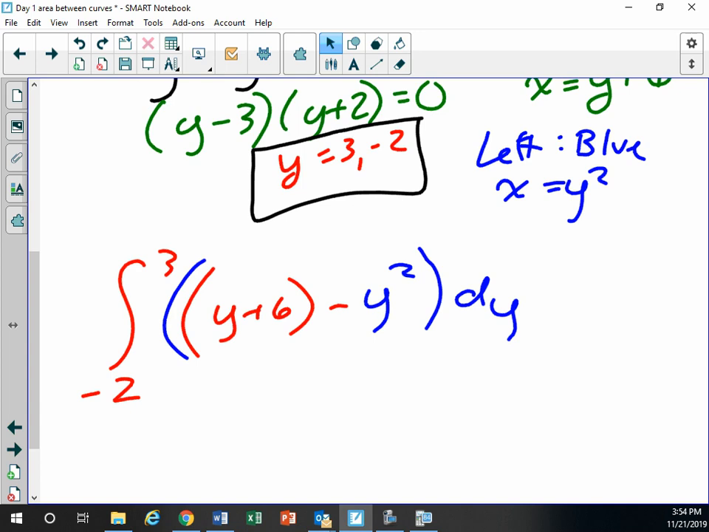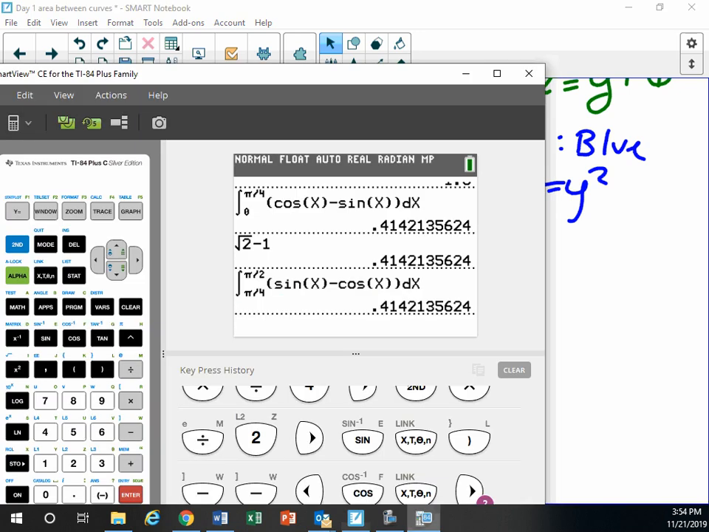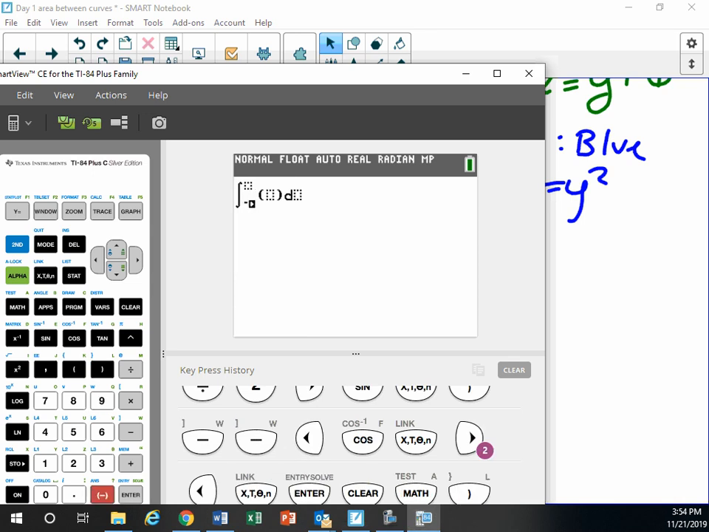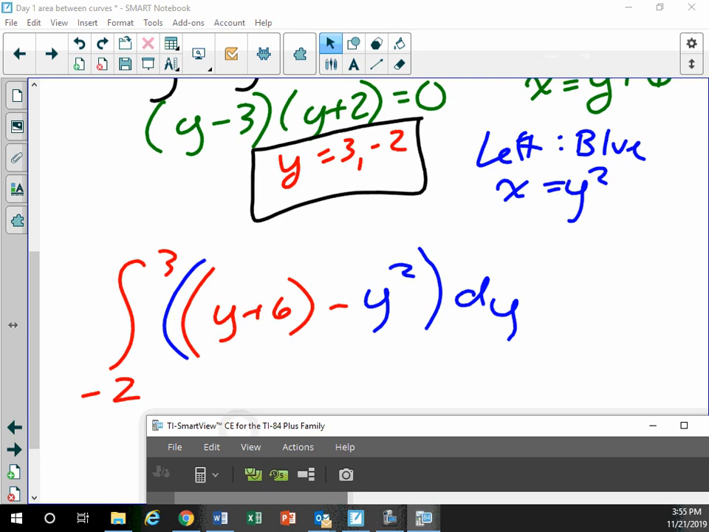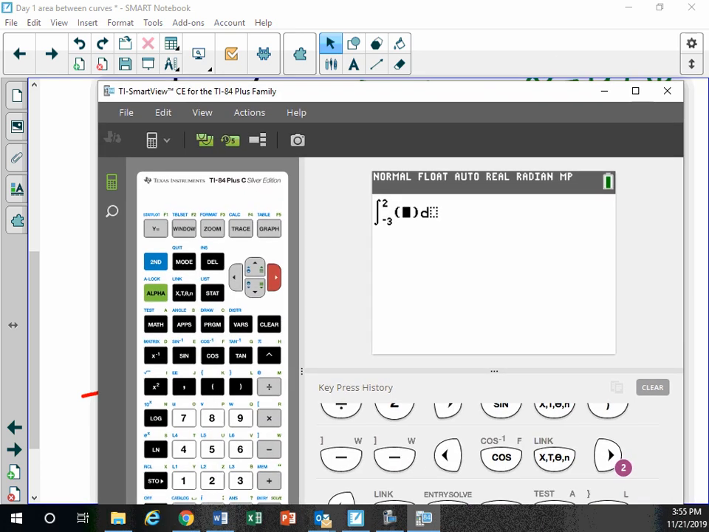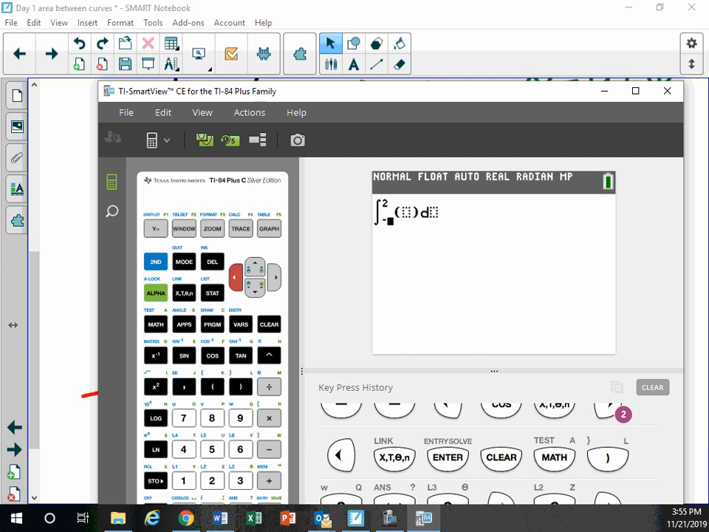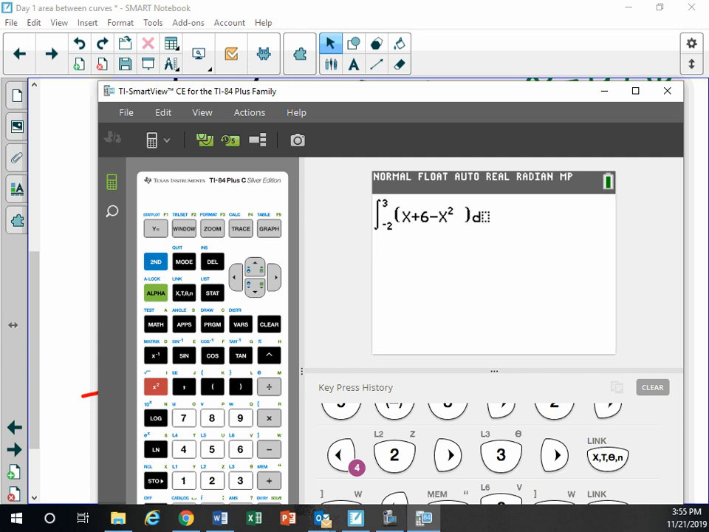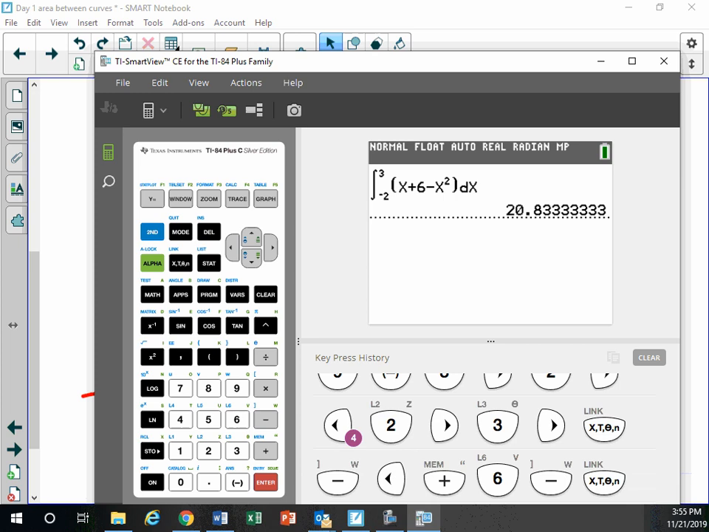Now, if I want to do this in my calculator, I could do it in my calculator. Negative 3 to 2. And instead of y, I'm going to just put x. I can do that. It's going to act the same way. Oh, negative 2 to 3. Let me fix this. Negative 2, 3. Y plus 6, now I'm going to choose x just because it's going to be easier than doing y, minus y squared dy. It's going to act exactly like y does.